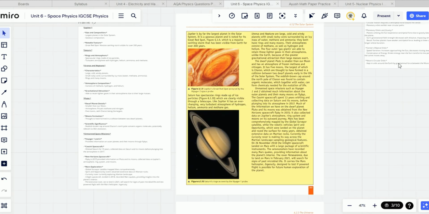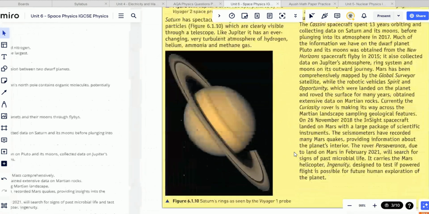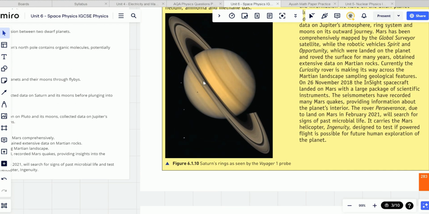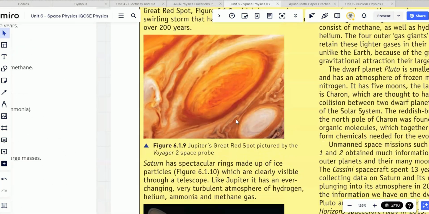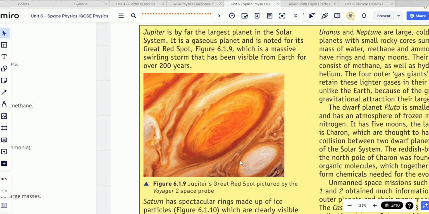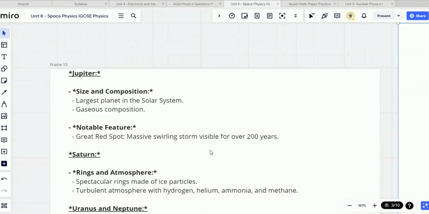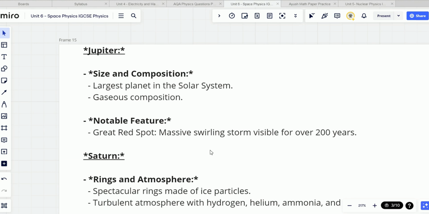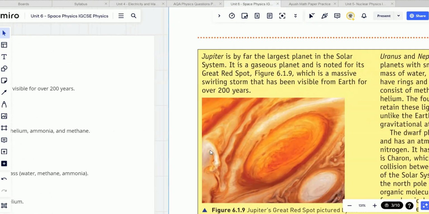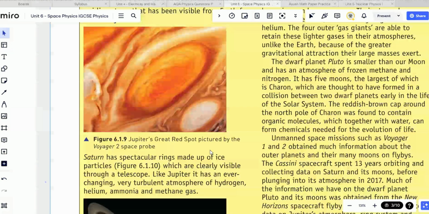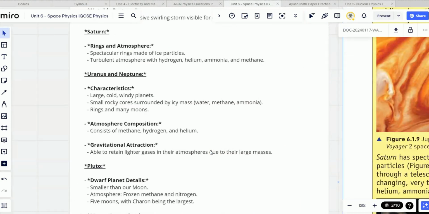So let's first talk about Jupiter. This is Saturn and its rings around it. This is a picture taken by Voyager 1 probe. This is a picture of Jupiter's great red spot, taken by Voyager 2 space probe. So let's find out what we know about Jupiter. We already know that it is the largest planet in the solar system, and it has a gaseous composition. So it is basically filled with lots of gases. Okay, it's a gaseous planet. It's very large, the largest in the solar system, and it has many moons as well.